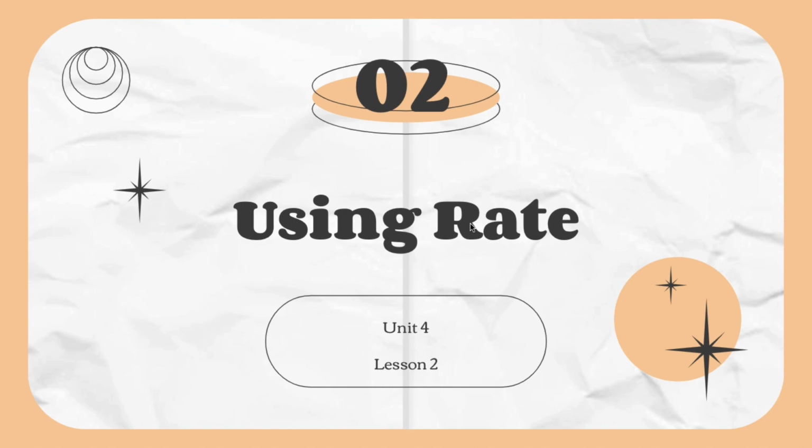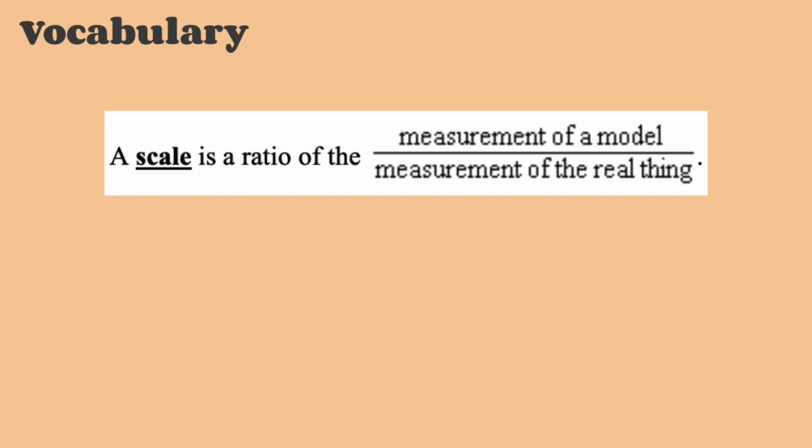Today we'll be going over the second lesson of the fourth unit of Algebra 1, using rate. This is really just a continuation of our first lesson, conversions, but we're going to learn how to apply what we've learned into word problems. So let's go over some vocabulary that we'll learn in this lesson.